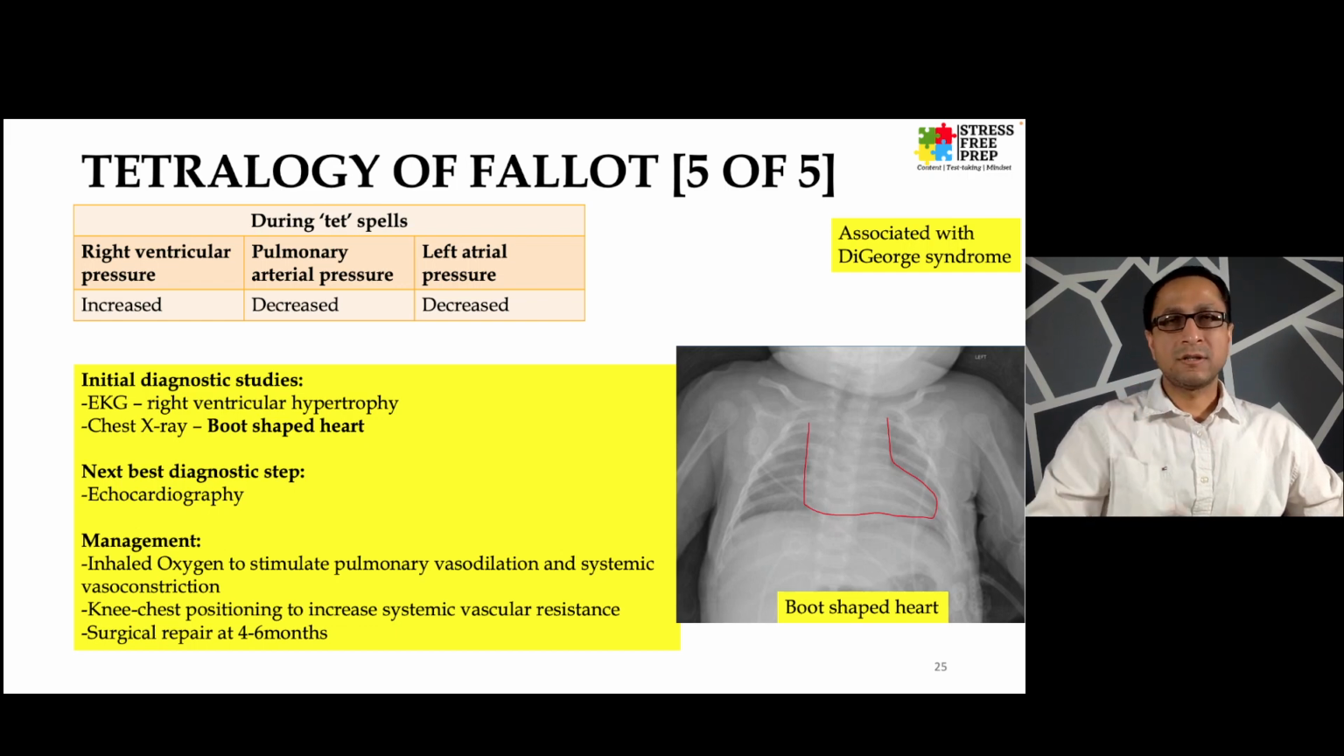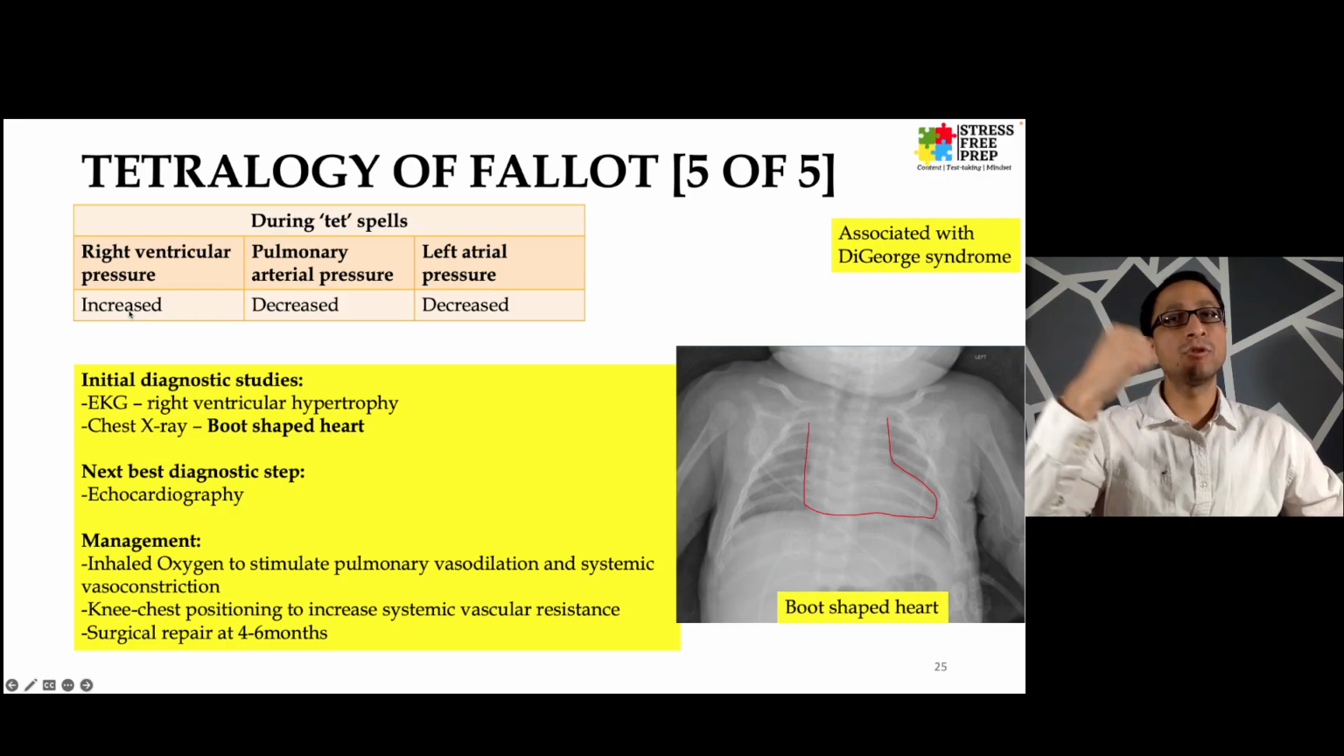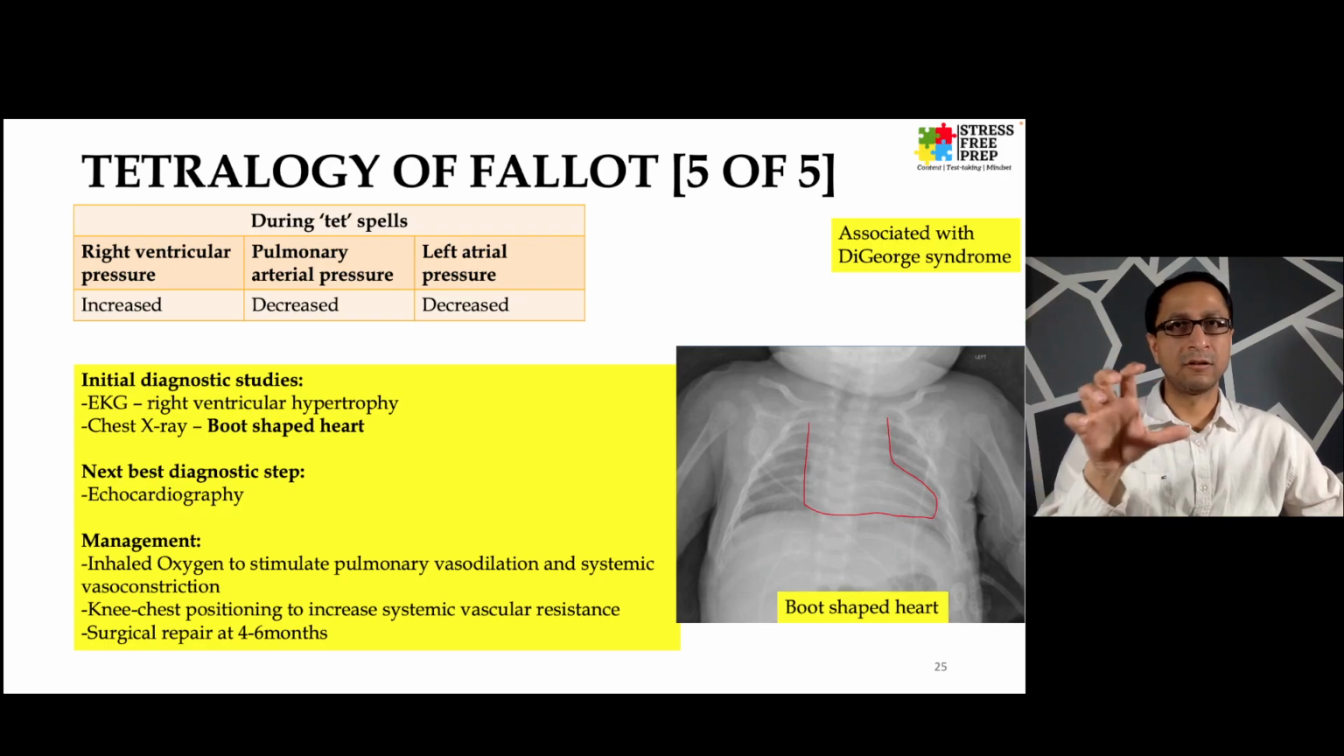So to summarize that, during the TET spell, because again, this is that up and down arrow question that the questions love to ask, the pressure in the right ventricle is increased because during a TET spell, the obstruction is a lot more severe. The blood can't go into the pulmonary artery, so the pressure in the right ventricle increases.